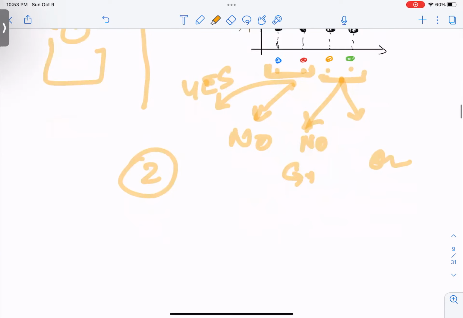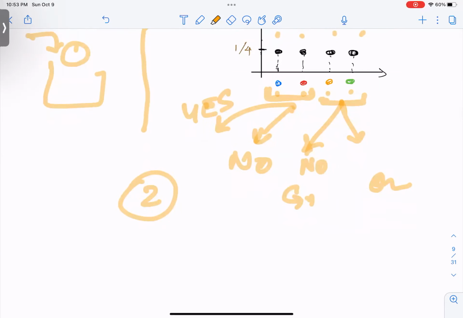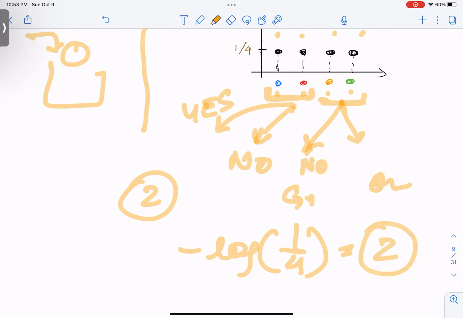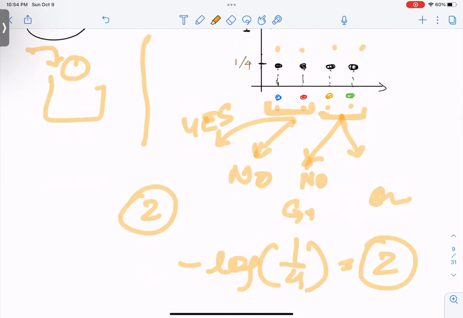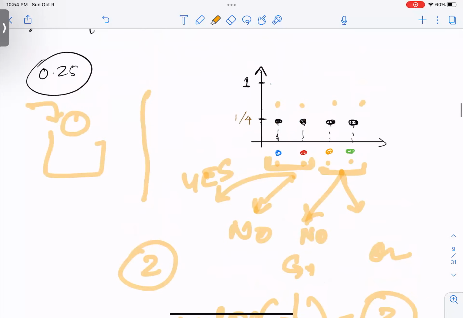And how can you quantify this? How can you have a numeric value for this? Because you are having negative log of 1 by 4, and that is given by 2. So this information actually gives you how many questions or how many hints you need to guess what that event would be.